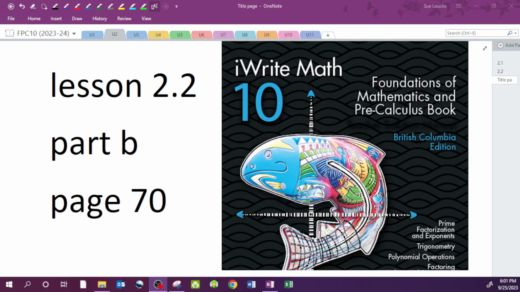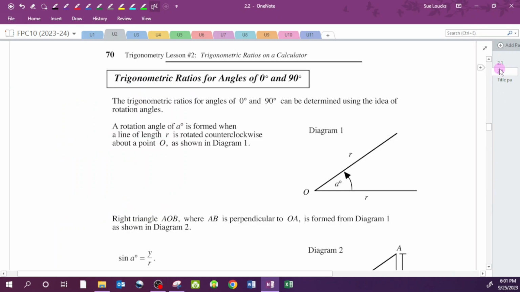This is the second part of lesson 2.2 on trig for Foundations in Pre-Cal 10. We're on page 70, and we're going to look at the trigonometric ratios for the angles 0 and 90 degrees. So we're going to think about rotating angles. A rotation angle of 0 degrees is formed when we have this line of length r here, starting it here at r, and rotating it counterclockwise. Like the arrow shows, it's going up here.